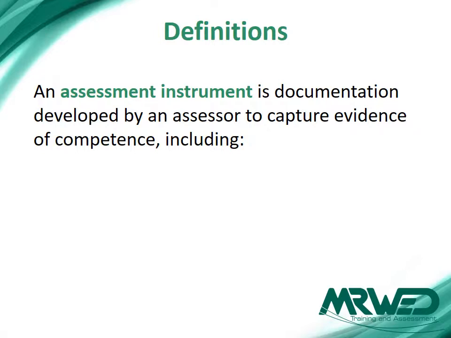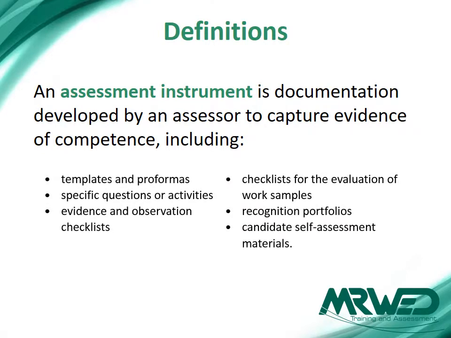Now, first thing first, we have the assessment instrument, and this is the documentation developed by an assessor to capture the evidence of competence. Now, this may include checklists for work samples, let's say, or an observation checklist, maybe the templates or pro formas that we give to the candidates to complete, or even the questions we might give them in a written or an oral test.